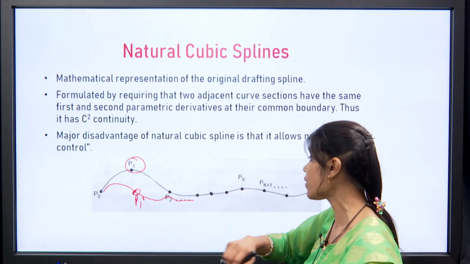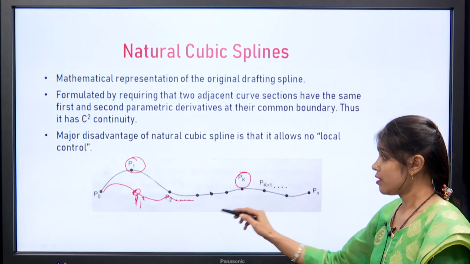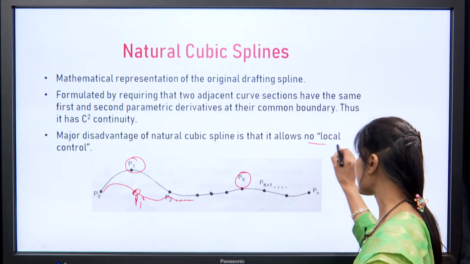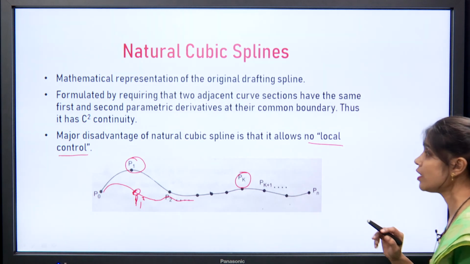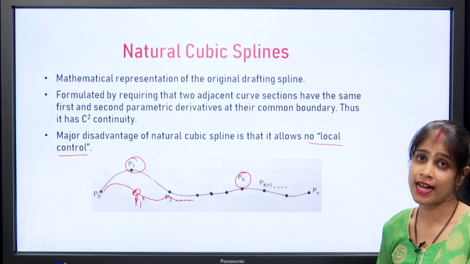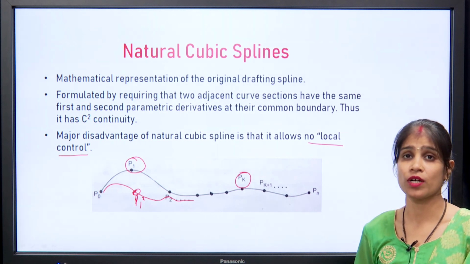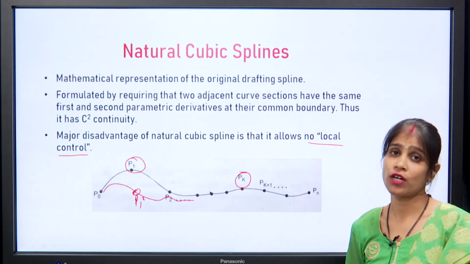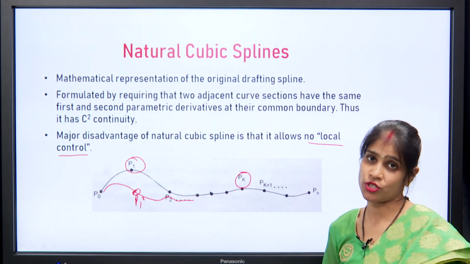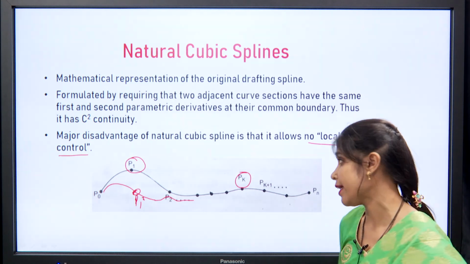That means you have to calculate all the control points again. That is why we are saying that there is no local control. This is the major disadvantage of the natural cubic spline: it allows no local control. No local control means if we change any one control point, then the whole curve will be changed, and you have to calculate all the control points again and again.